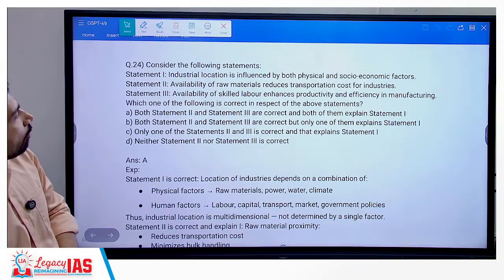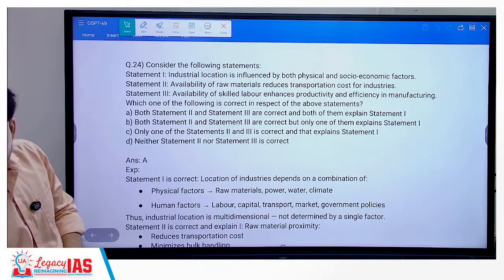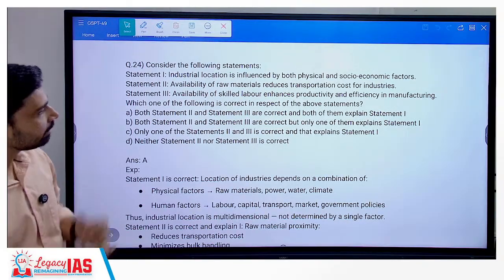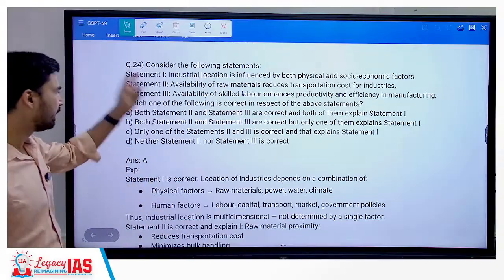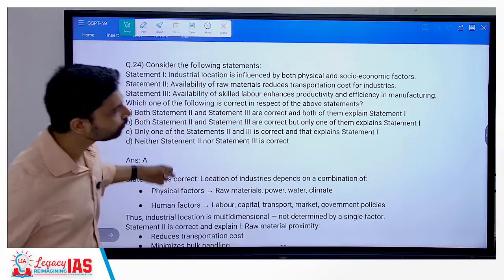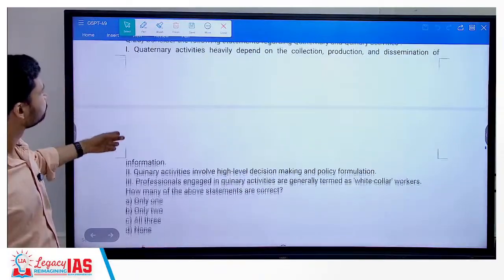Statement 2, availability of raw material reduces transportation cost for industries. That is correct. Availability of skilled labor enhances productivity and efficiency in manufacturing. That is also correct. So what is the correct option? A. Both statement 2 and 3 are correct, and both of them explain statement 1.